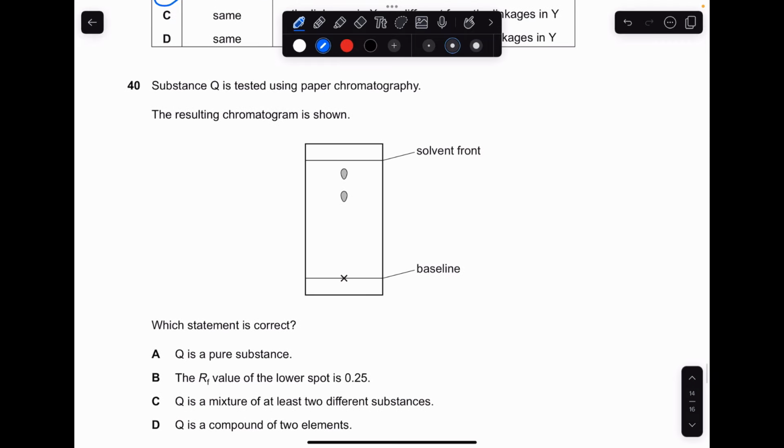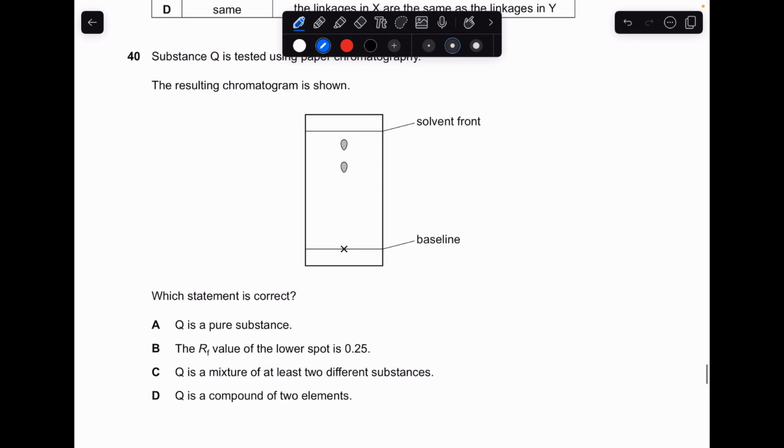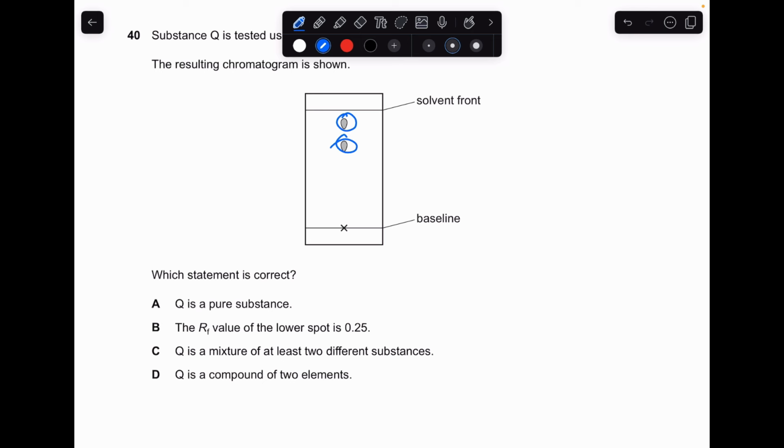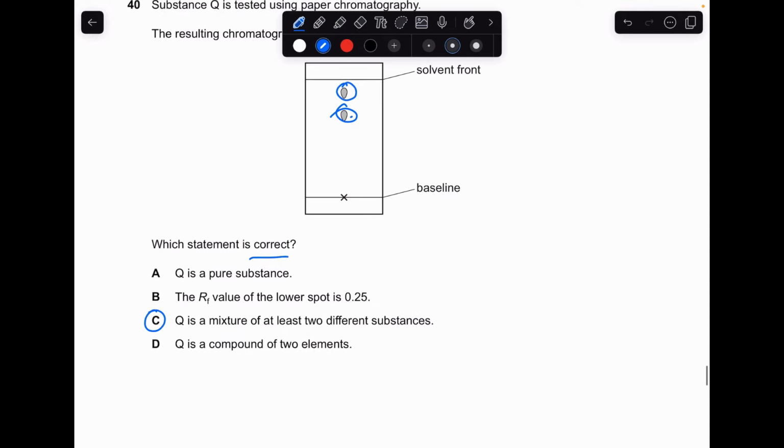Question number 40. We are using paper chromatography to test the substance Q. We are shown two spots on the chromatogram, which means substance Q must contain two soluble substances dissolved in it, which is basically a mixture of two substances. Hence, we are asked to find the correct statement. The correct statement here must be C, because we already found there are only two substances. So it's C. And the paper is done.